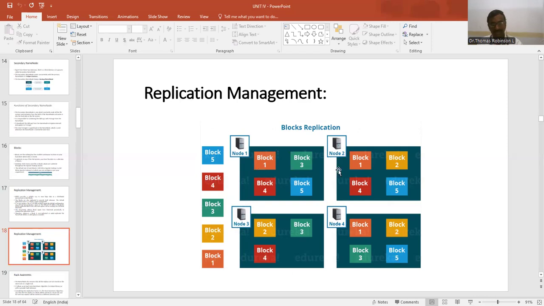You can see in this diagram that each block is stored in different nodes, but the same block, for example block 1, will not be replicated in the same node. It will be stored in another node. This is the major part of replication management in the Hadoop architecture.